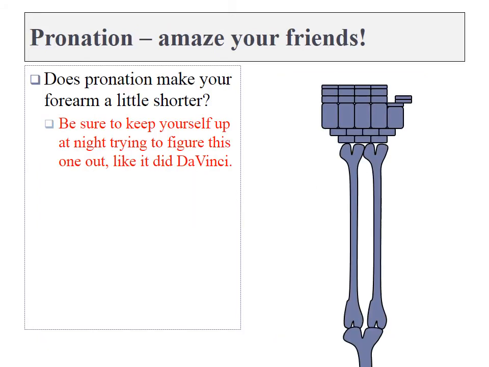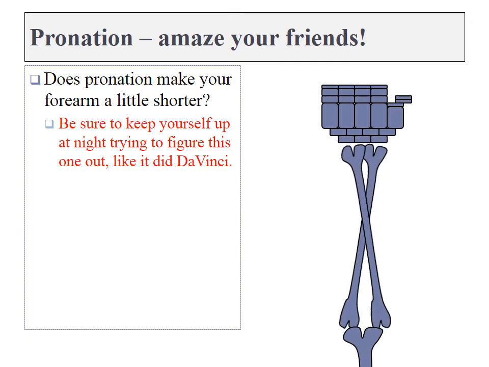Just for fun, when the radius and ulna supinate and pronate, the two bones must crisscross one another. Apparently, Leonardo da Vinci wondered whether that led to a reduction in the size of the forearm when this happened. It turns out that the two bones also shift in position so that the forearm remains the same size, despite the fact that the two bones now form an X, which should be shorter than two bones parallel to one another.